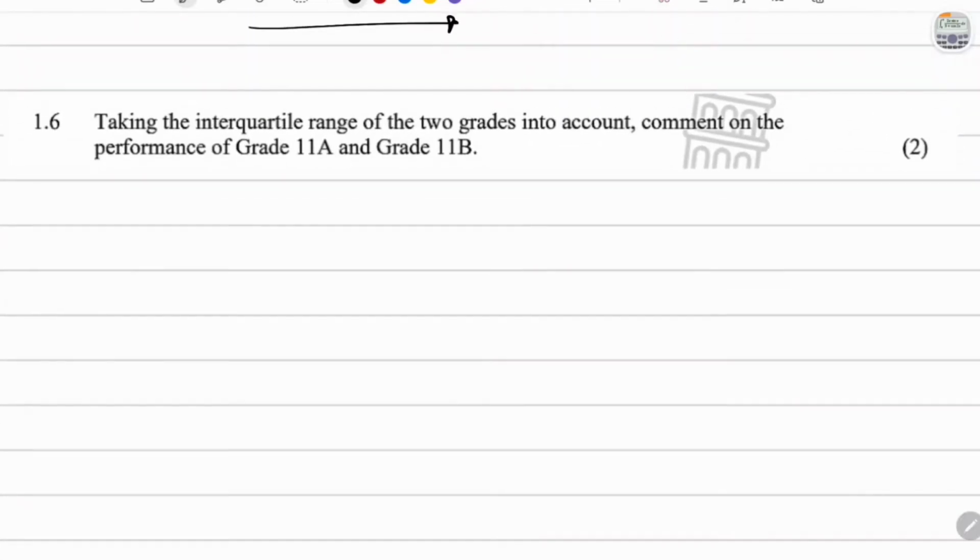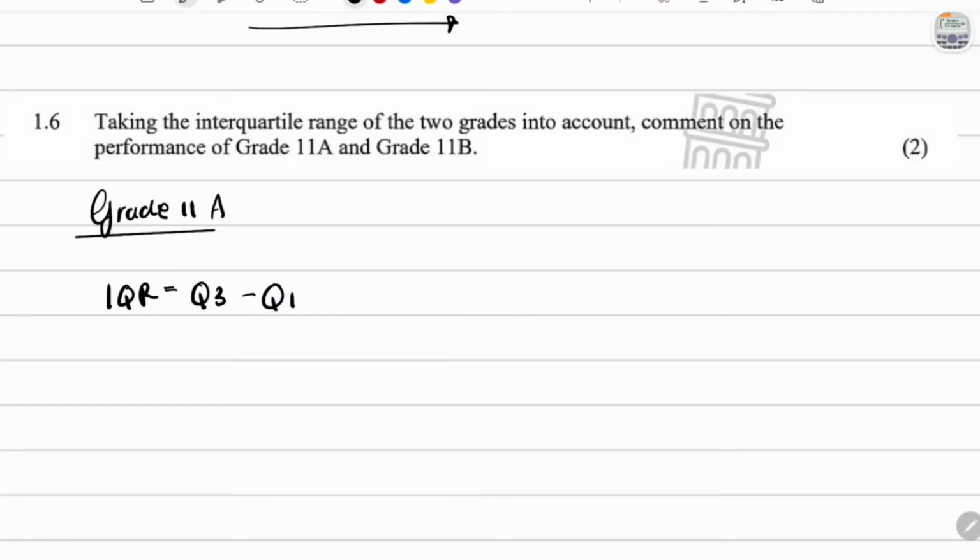Okay, so 1.6 says, taking the interquartile range of the two grades into account, comment on the performance of grade 11A and grade 11B. So IQR. Okay, so let's just separate it. We're going to find it for grade 11A. Let's see their IQR. You calculate the IQR by saying Q3 minus Q1.